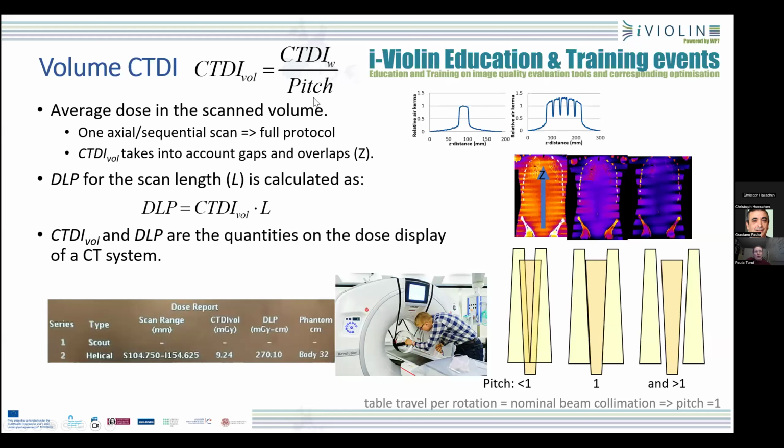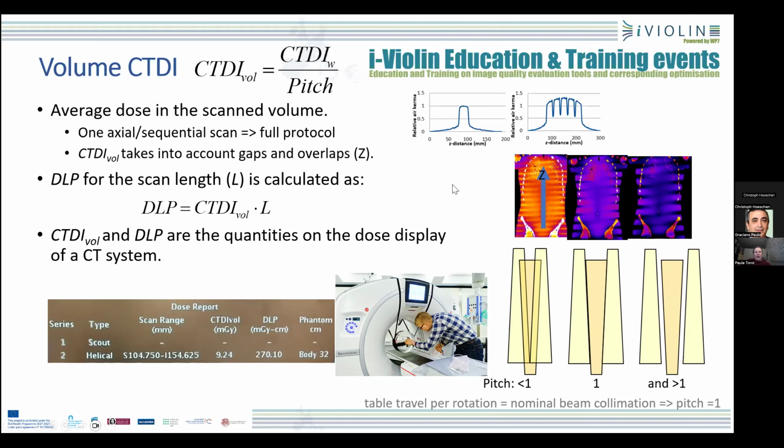We want to take this into account. So that's why we need to divide the weighted CTDI, which is measured in the phantom with the periphery and central part, by the pitch value, and then we get the CTDI vol. And this is really the average dose in the scanned volume. So it's averaging the dose in the X, Y, and Z direction. It's not the point dose. It's not saying that dose is exactly this in one point, but it's really averaging everything together.